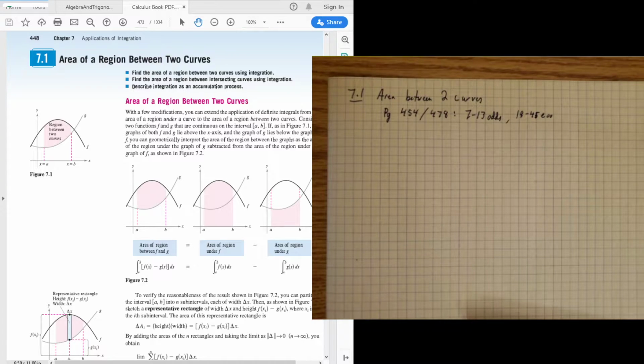Hey guys, we're looking at section 7.1 as our second to last section. The big thing about the last two sections is this is where we start to see some more capabilities in order to see how you could actually apply calculus to various realistic problems.